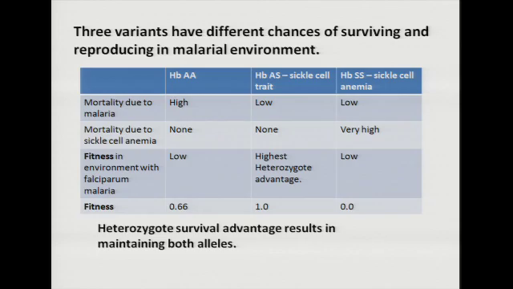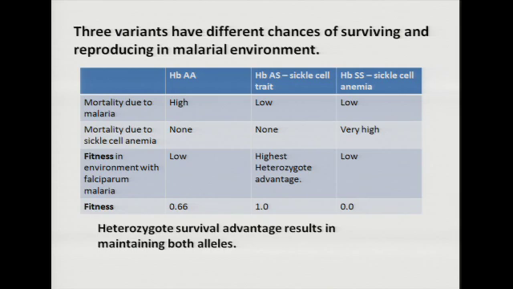Without medical care, there's a very high pre-reproductive mortality rate. The average age of death is probably under 20 without good medical care for these individuals. However, the AS individuals, those variants, were not dying from sickle cell anemia. They do not have that problem.